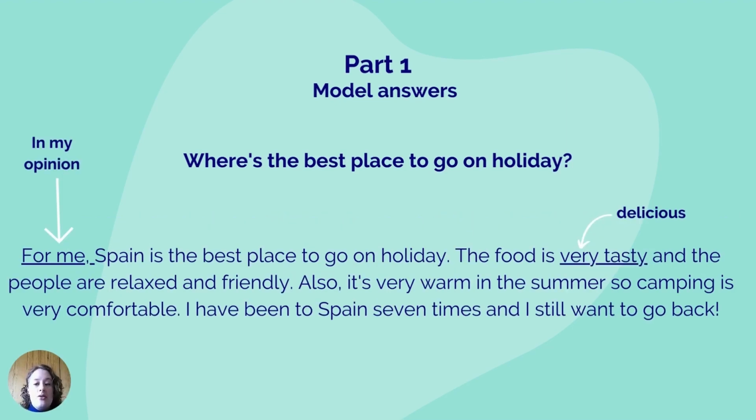So, how do you think we can improve this answer? Remember, instead of using the most common verbs, try to choose a more advanced verb phrase. Here, in this example, you can see that I changed for me to in my opinion, and I changed very tasty to delicious.